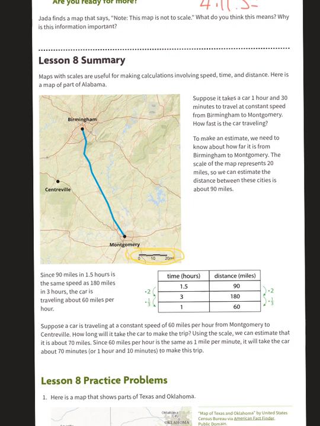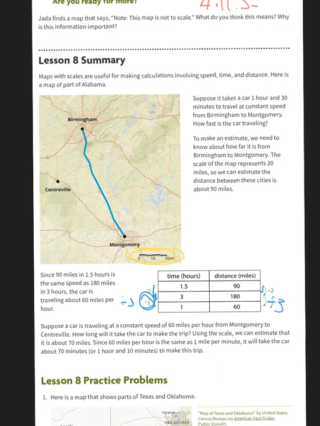So what they did is they came up with a chart here. They made their own little chart, and they went 1.5 times 2 and got 3 hours, and 90 times 2 is 180 miles. So in 3 hours, they go 180 miles. And then the book likes to multiply by fractions. I like to divide instead, because then we're not dealing with fractions. So 3 divided by 3 is 1, and 180 divided by 3 is 60. So that's where they got 60 miles an hour.